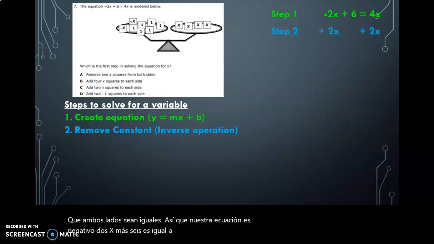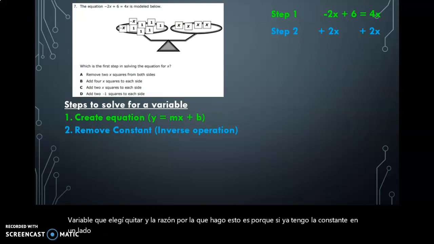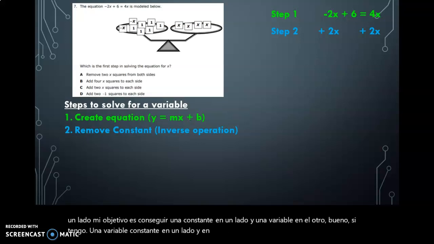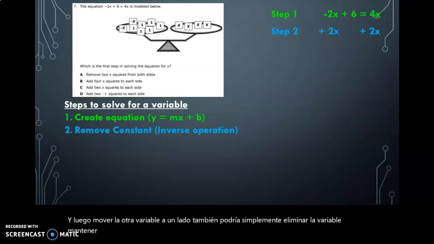The variable I chose to remove, and the reason I do this is because if I already have the constant on one side, my goal is to get a constant on one side and a variable on the other. Well, if I have a constant and variable on one side, instead of moving the constant over and then moving the other variable to the side, might as well just remove the variable, keep them on opposite sides, right? Less work, same answer. So here we go.